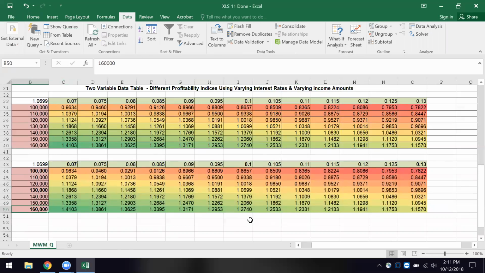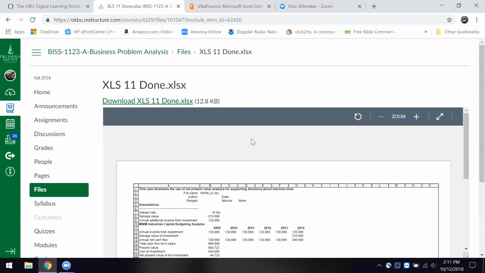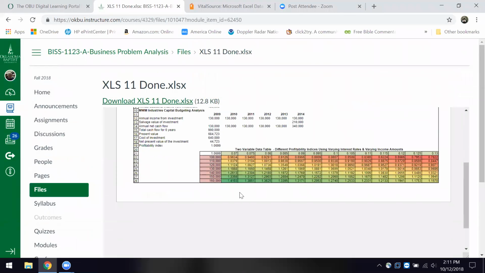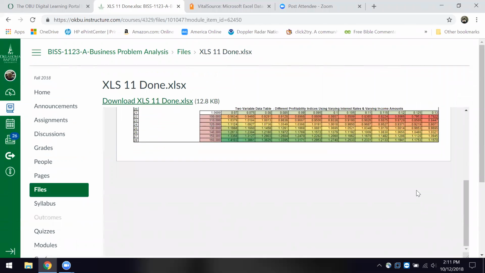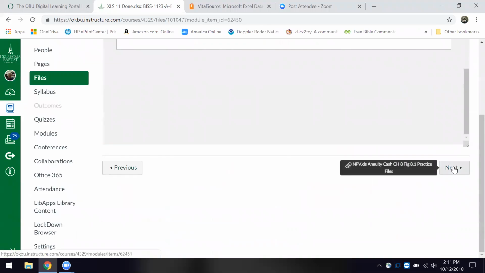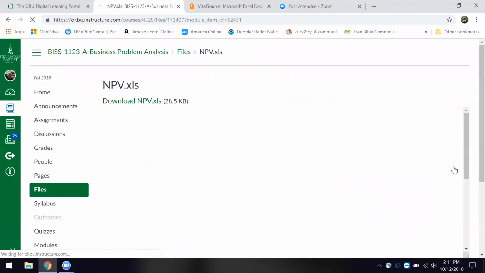Now, I'm not going to save that, but I think I've shown you how to duplicate it, so how to do it. So, and I have it over there for you, so no big deal. I'm not going to save the changes. Okay, let's go on to the rest of the files, and we'll talk about these. And we have the annuity cash file.